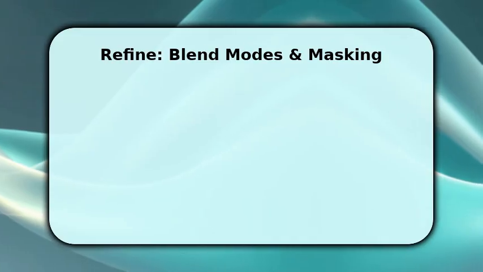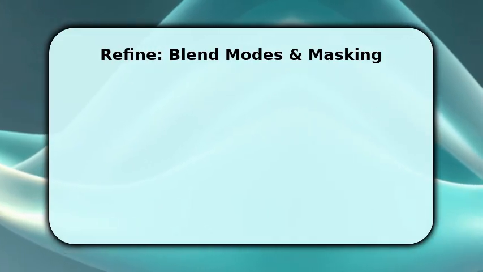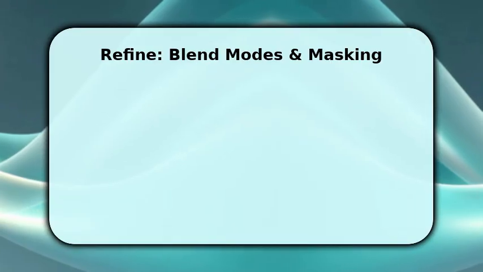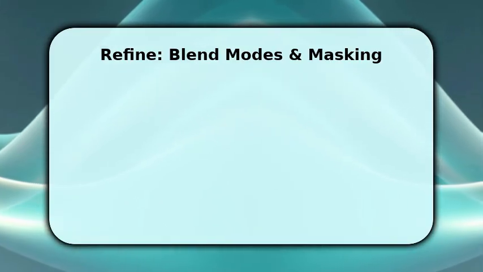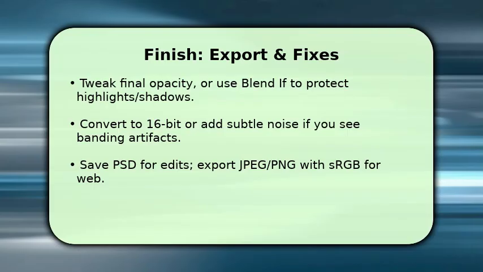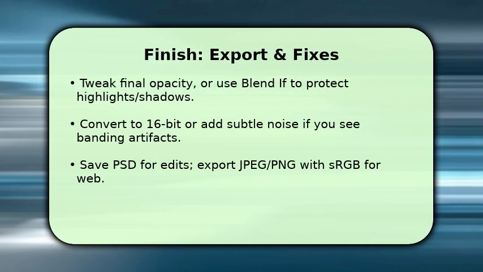You can nest the fill in a group and add a curves adjustment to tweak contrast while keeping the tint. To finish, dial the fill layer opacity and use blend if sliders to preserve extreme highlights or deep shadows for a realistic result. Once done, check for banding.